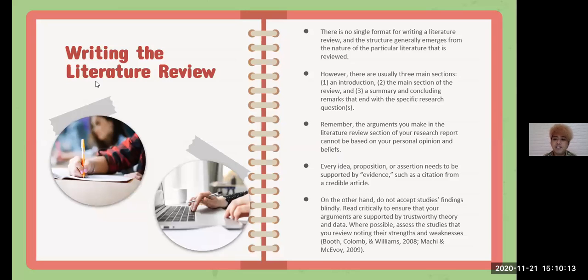So remember, the arguments you make in the literature review section of your research report cannot be based on your personal opinion and beliefs. Again, it must be supported and corroborated by previous results. And at least somehow you must be intellectually honest enough to use hedging devices, like "based on the limited data that we have, we can somehow say," to show that you are not absolutely sure of the results. It's okay to be tentatively sure, no? Sabi nila, it's okay not to be sure in research kasi hindi mo i-claim na wala namang backing or evidence, okay?